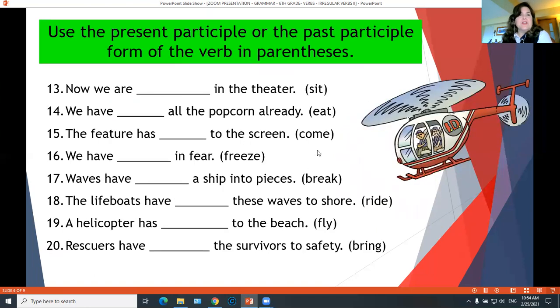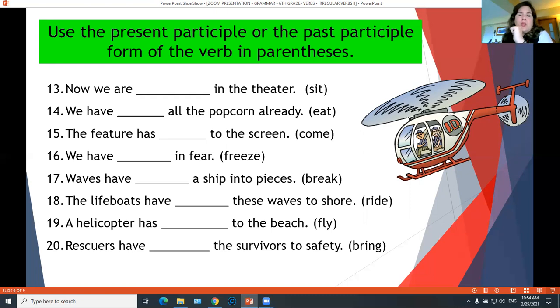Another type of exercise. Use the present participle or the past participle form of the verb in parentheses. Here we have a blank space in each sentence, and we need to use the verb in parentheses and decide whether we need to put it in present participle or in past participle. How do we know that? How can we decide if it's present participle or past participle?